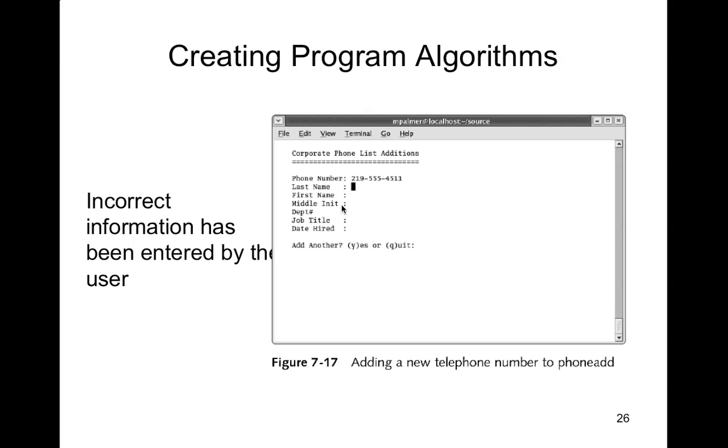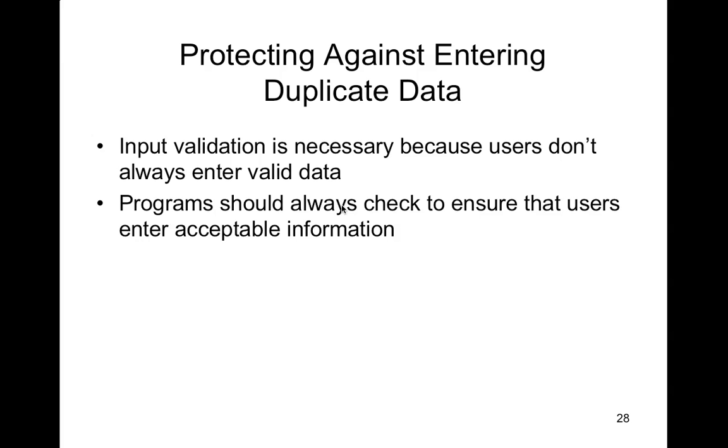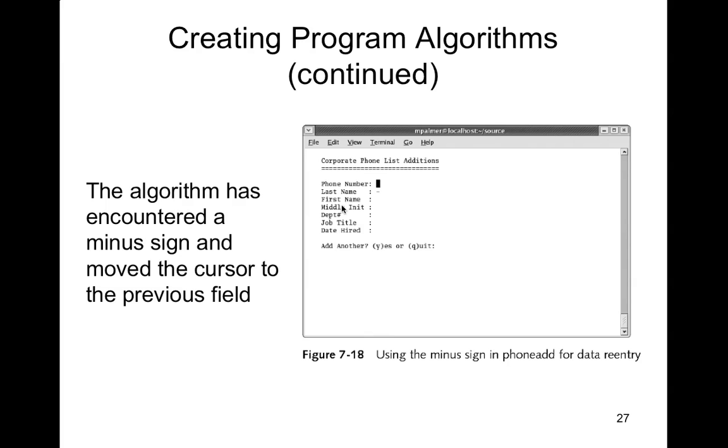But placing the cursor is how we're doing it in a Linux environment. The algorithm has encountered a minus sign and moves the cursor to the previous field to say, hey, that's not right. The minus sign is not your last name. So go back up. In fact, people use the minus sign to indicate a bad entry. If you put a minus sign in a web form, people will look at you funny and go, what does that mean? It's kind of interesting how users are trained just by using programmers' inventions.